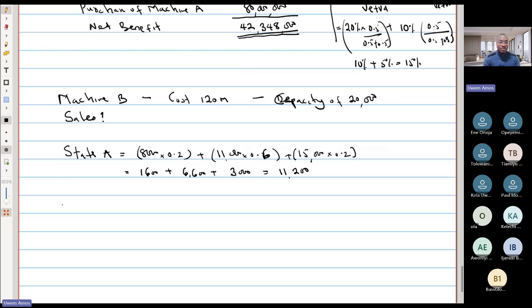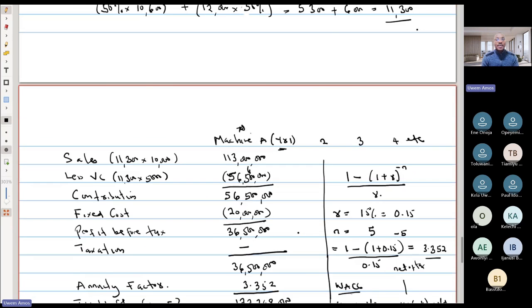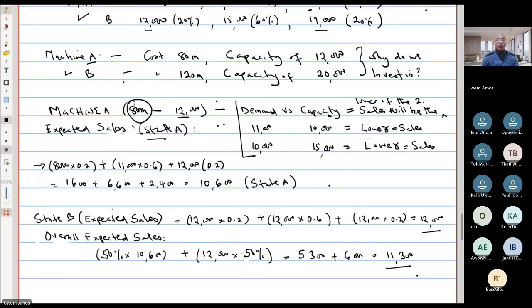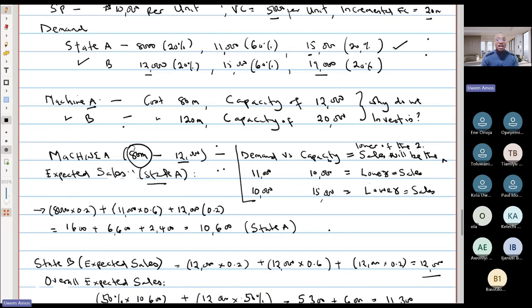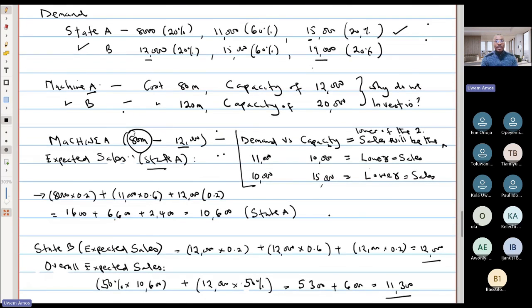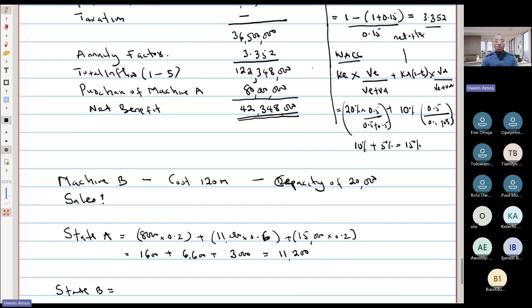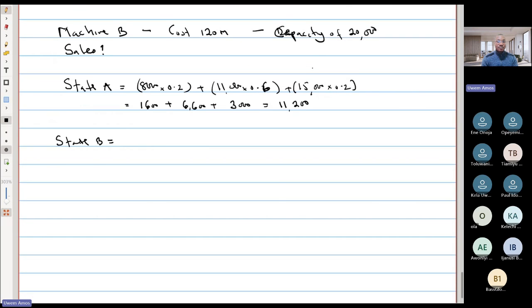Okay, so let's do state B. Same thing: the demand versus our capacity, our sales is the lower one. So for state B, our demand could be 12,000 versus 20,000, 12,000 is the lower one. It could be 15,000 versus 20,000, 15,000 is the lower one. Or it could be 19,000 versus 20,000, 19,000 is the lower one. So we're picking everything there, 12, 15, 19, because those are the lower ones as compared to our capacity.